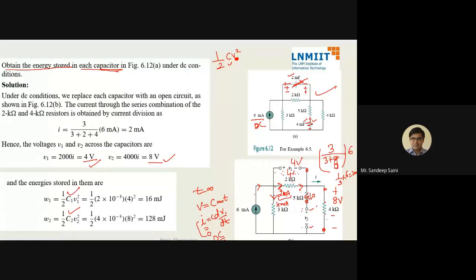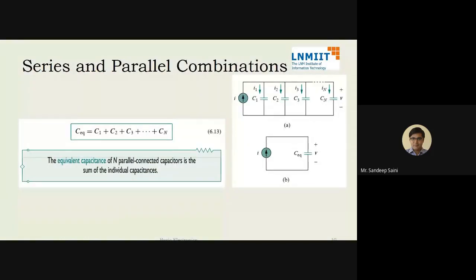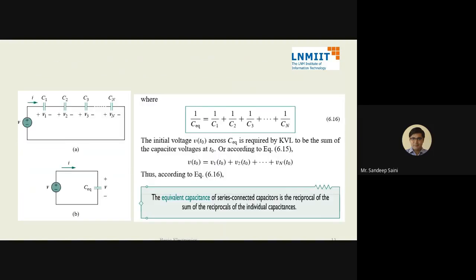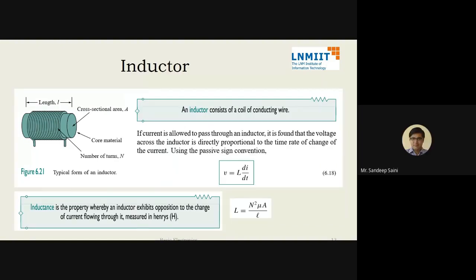Now when we have capacitors in parallel or series, how to calculate the equivalent is also known to you. When they are in parallel, the equivalent capacitance is calculated by the summation. And when they are in series, then 1 by C equivalent is 1 by C1 plus 1 by C2 and so on. Is this okay? Right. Now coming to inductor.